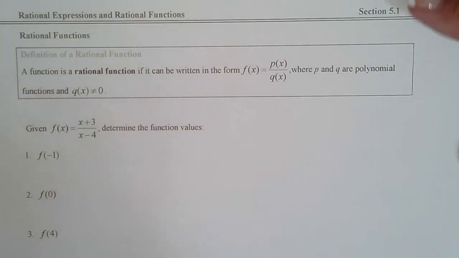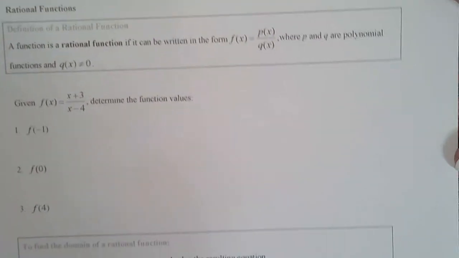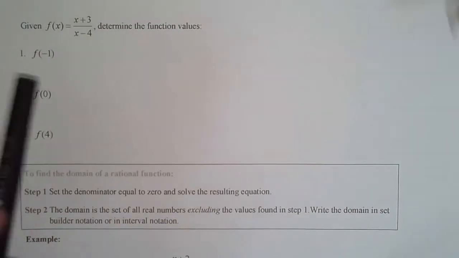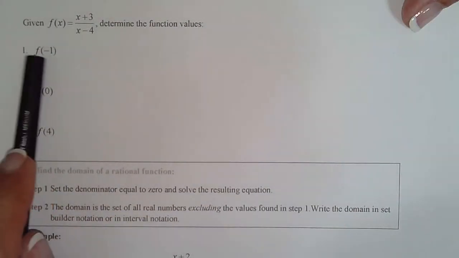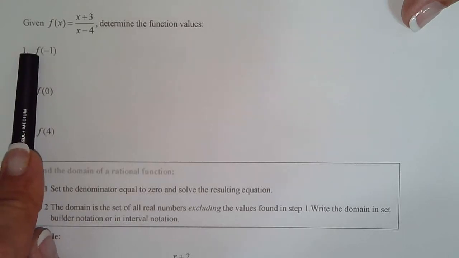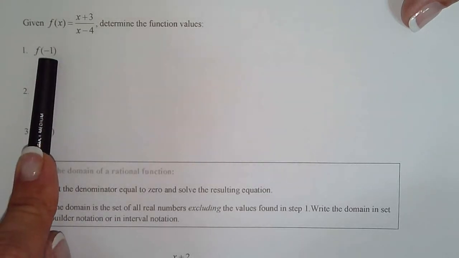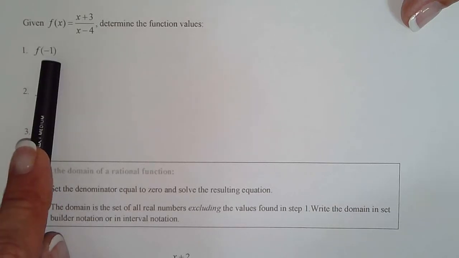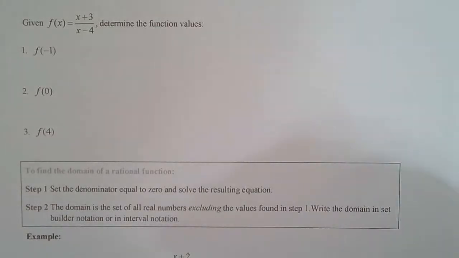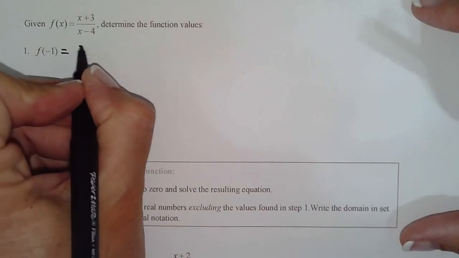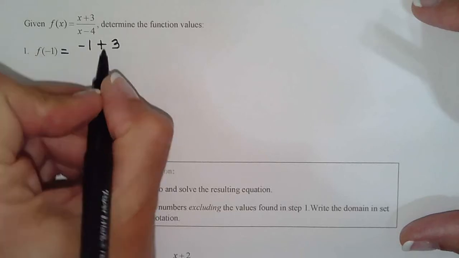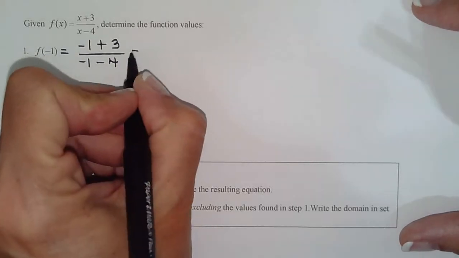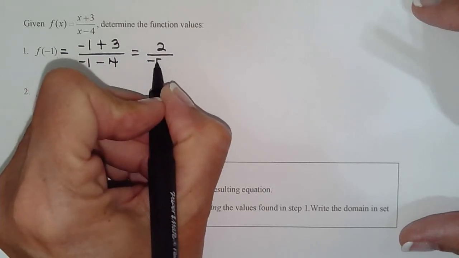So first off, we're just going to practice evaluating functions, which you've been doing for quite some time. So we learned that this means take the function f, everywhere you see an x, replace it with -1. So this says the function f evaluated at -1 is equal to what? So we put -1 in everywhere we see an x, -1 minus 4, and we get 2 over -5.